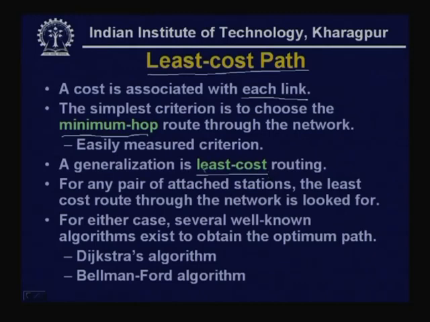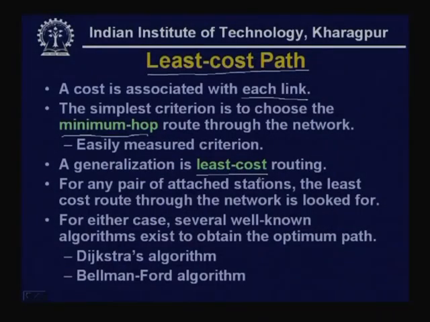However, the generalization of this is least cost routing. As I mentioned, this least cost can be based on several parameters. It can be based on the load, that means queue length at different parts of the network. It can be based on the bandwidth at different nodes or the distance of different links. Whatever it may be, a least cost can be associated with each link, and accordingly the corresponding least cost path can be created. So, for any pair of attached stations, the least cost route through the network is looked for. The question arises, how do you find this least cost route?